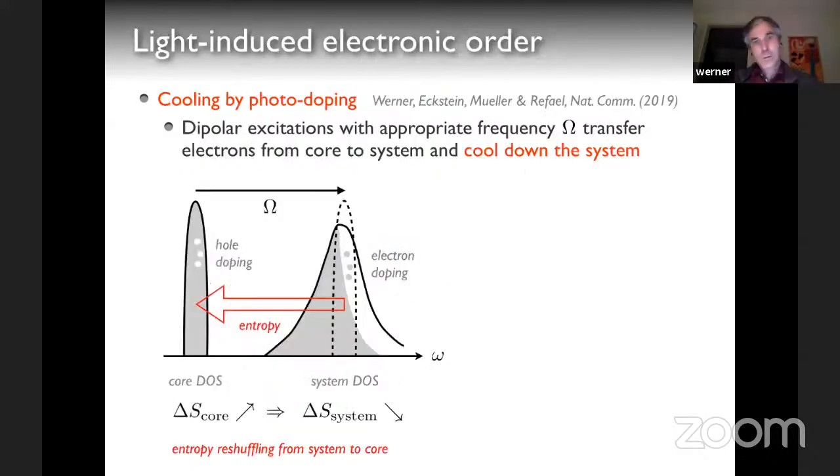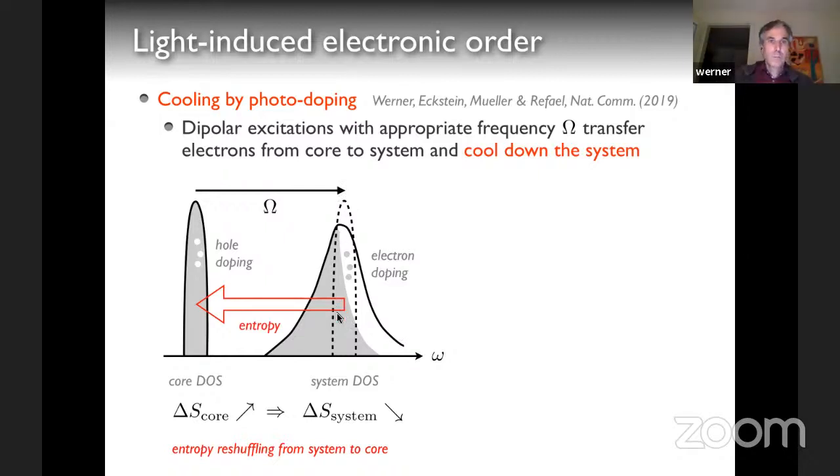And so with this, let us go back to the topic of my introduction, which was light-induced electronic orders, and let us ask: what can we learn now from DMFT calculations about the possible emergence of light-induced electronic orders? One recent thing which we learned from our DMFT studies is that it is possible to cool down a correlated electron system, or even a non-correlated electron system, by photodoping. To show this, we considered the following setup. We have a completely filled band initially, and we have, say, a Hubbard model, which is partially filled in the initial state.